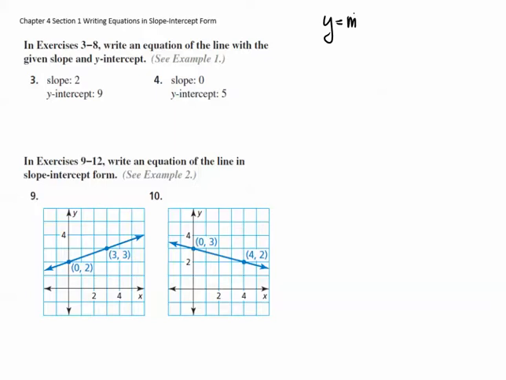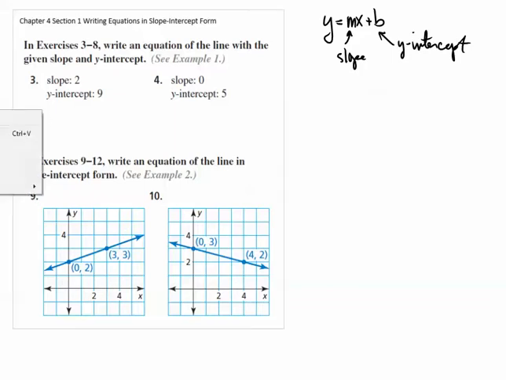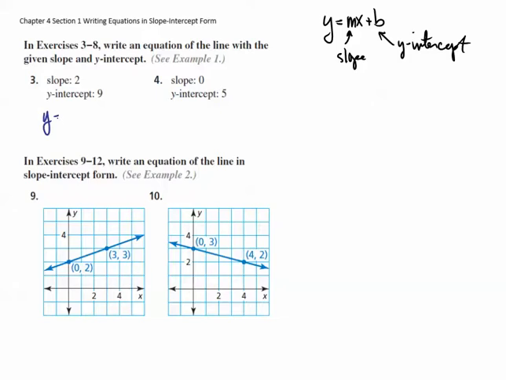Y equals mx plus b, where m is the slope and b is the y-intercept. So, first thing we want to be able to do is write an equation of a line if we have the slope and we have the y-intercept. Straightforward, y is equal to 2x plus 9.